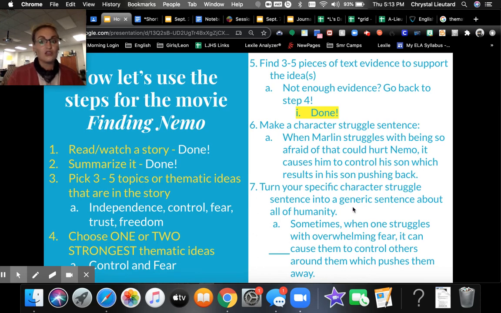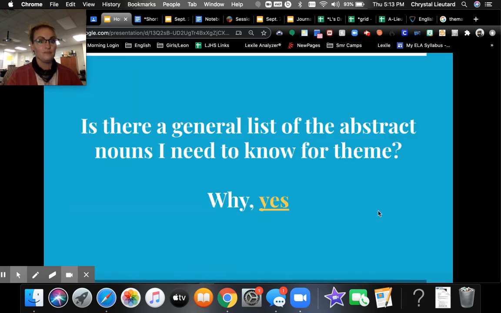So then you turn that character-specific struggle sentence into a more generic sentence, vague, that could be applied to all of humanity. Sometimes, when one struggles with overwhelming fear, it can cause them to control others around them, which pushes them away. That would be a thematic statement for Nemo.